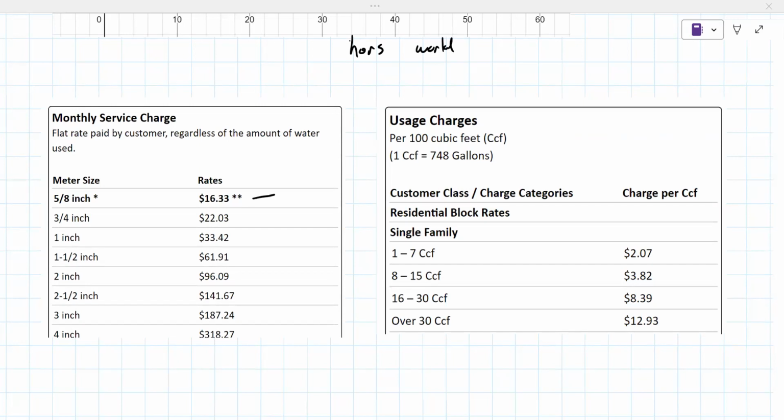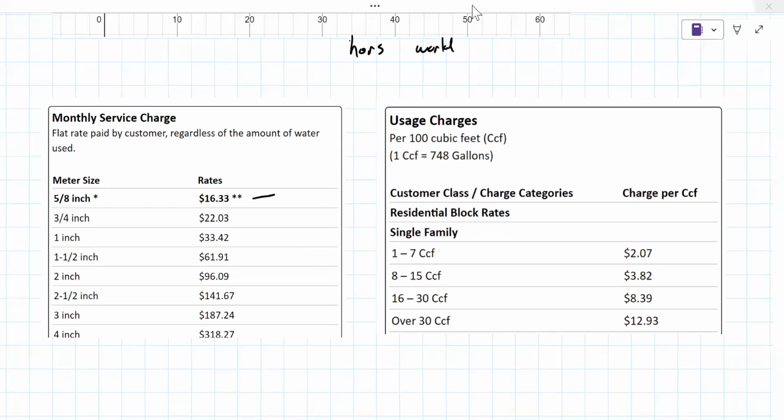Use this information to create a piecewise defined function for one monthly bill's total charge as a function of the cubic feet used, up to 15 cubic feet. Okay. Use the monthly service charge table. Okay, now these charges, I got it. All right. So we have enough here to do this for 3.1a.